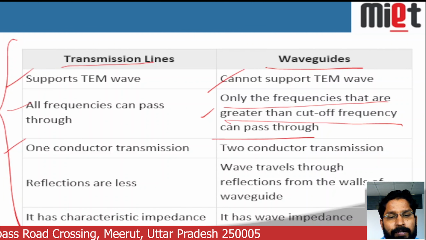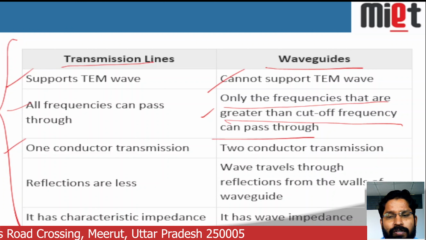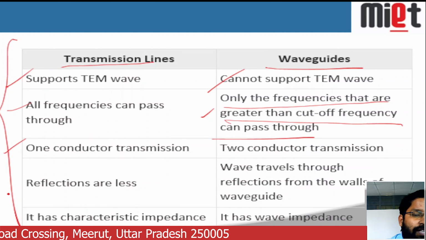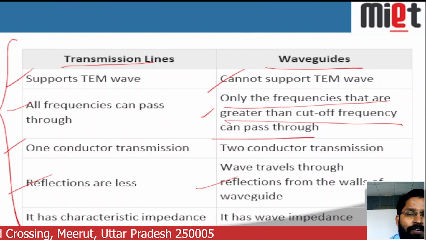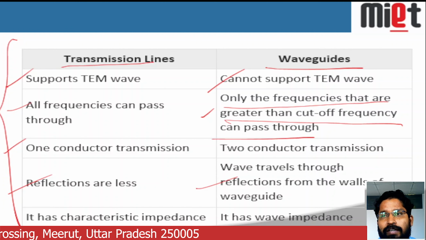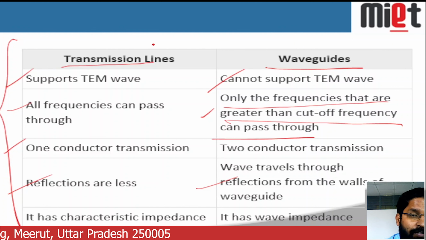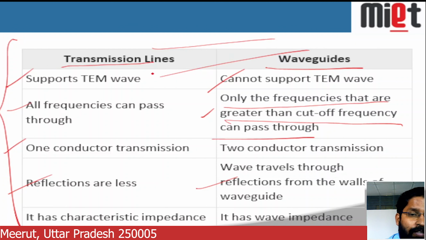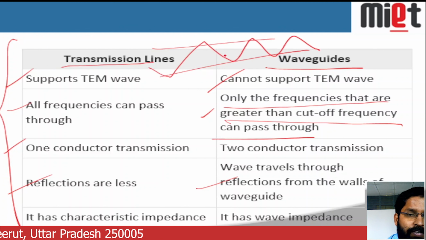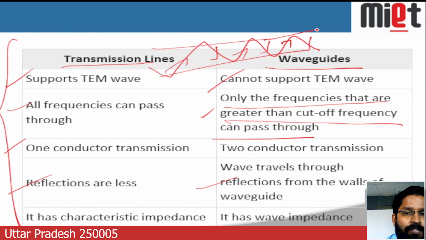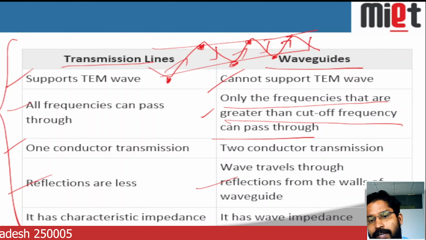Transmission line: only one conductor transmission, two conductor transmission, with little or no reflection. In the waveguide, the wave reflects inside the waveguide. Suppose this is the wall of the waveguide, and reflection takes place here. Reflection takes place inside the waveguide.